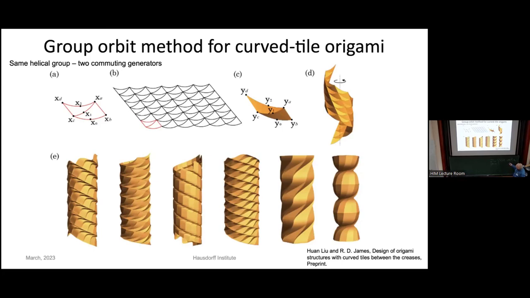So we're using the translation group again in the reference domain, and in the deformed domain, we're using the helical group, one of those helical groups. So this is the deformed unit cell. There's the helical group, and by choosing different parameters, you can get all kinds of things like this.